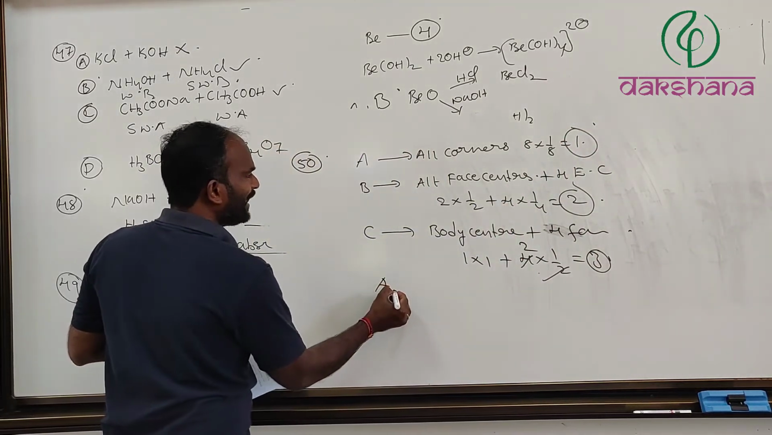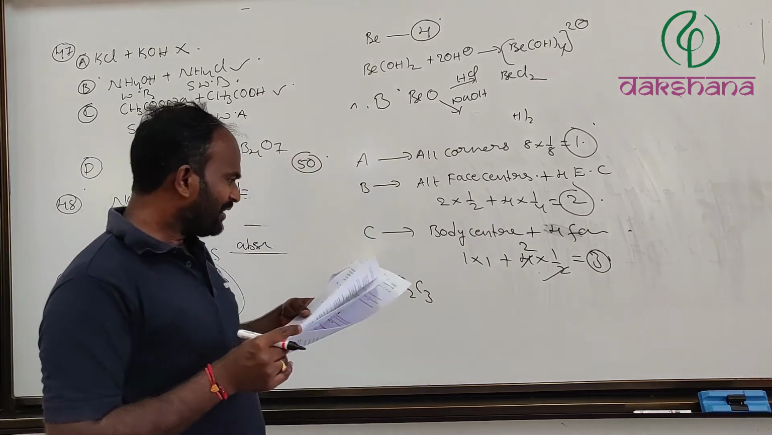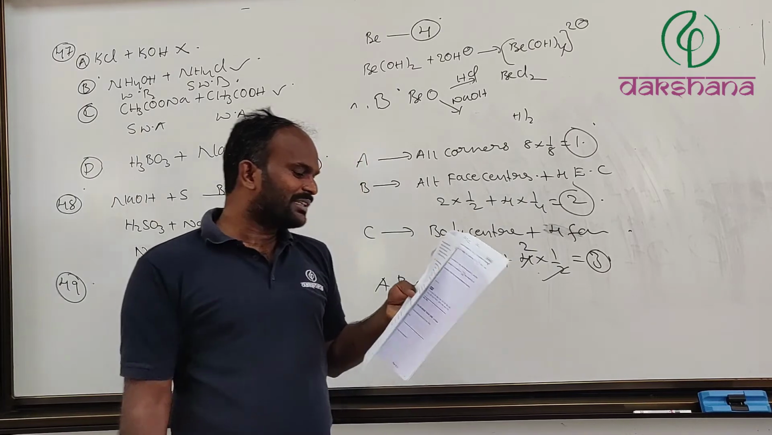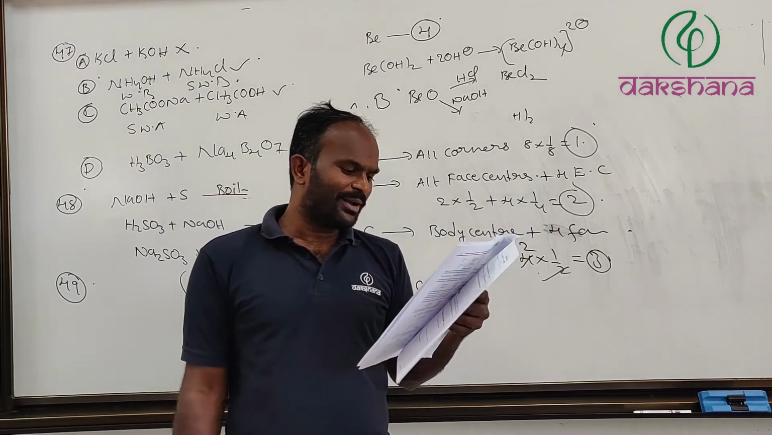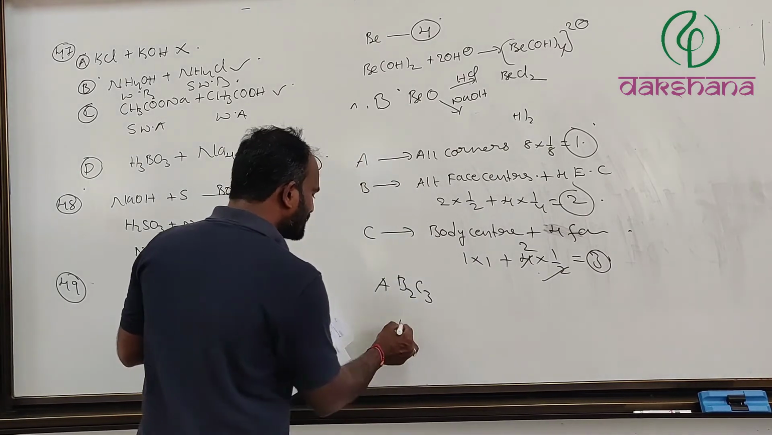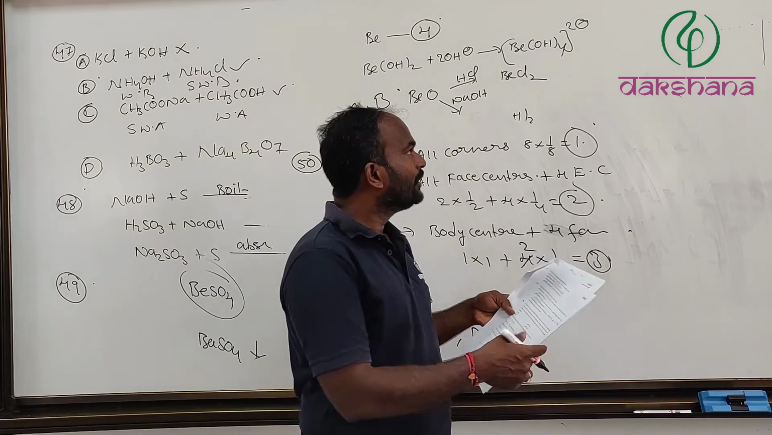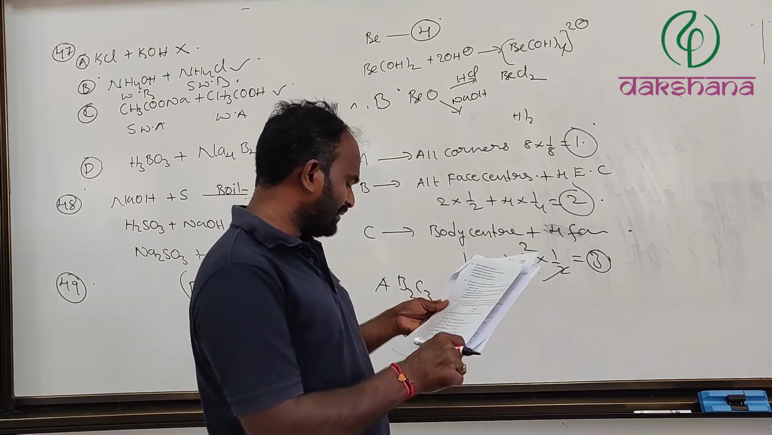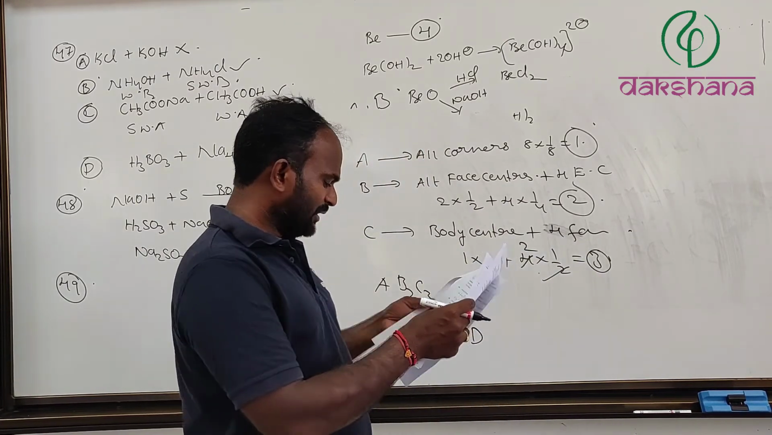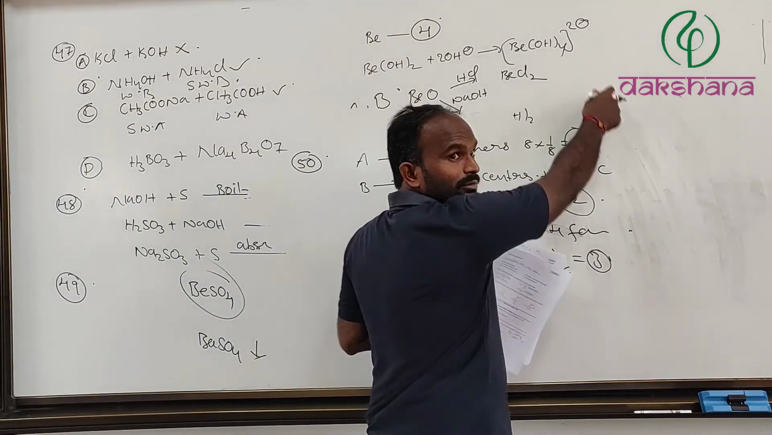So it is going to be A1, B2, C3. Except that formula, remaining formulas are the answer for which among the following cannot be. Therefore, options are going to be B, C as well as D. Next.